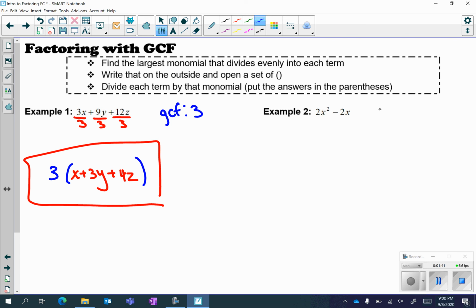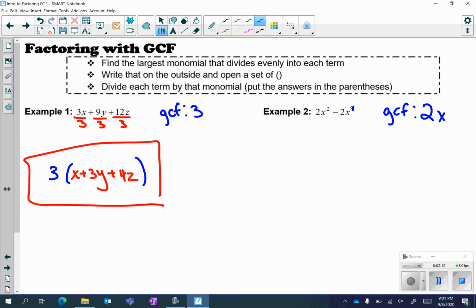For the next one, let's find the GCF. If you look at the coefficients, 2 and 2 have a 2 in common. If you look at the variables, they both have x's. You do have to think about how many x's to take out. When you're wondering what the GCF of variables is, you're always going to go with the smaller exponent. So in this case, the smaller exponent is 1, which means my GCF is 2x to the first power.